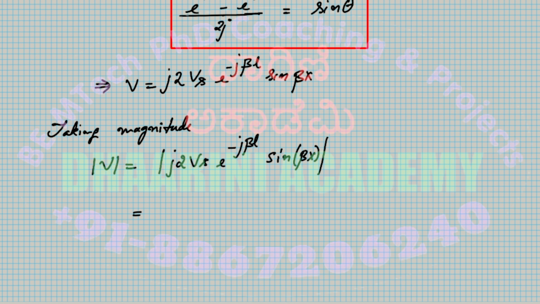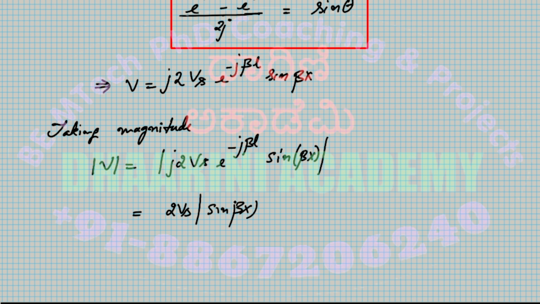So j will not come. j is not a magnitude. Okay, so we'll write only those two terms here: 2 Vs into sine beta x. Again, since you are taking the magnitude, now you see there is a change. This is 2 Vs into magnitude of sine beta x. Are you okay with that?